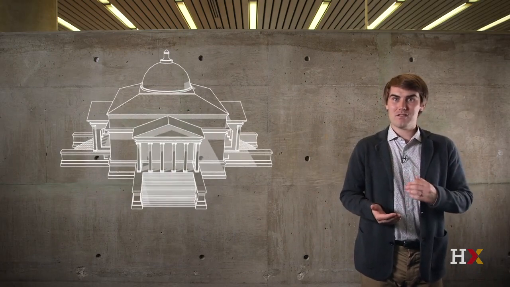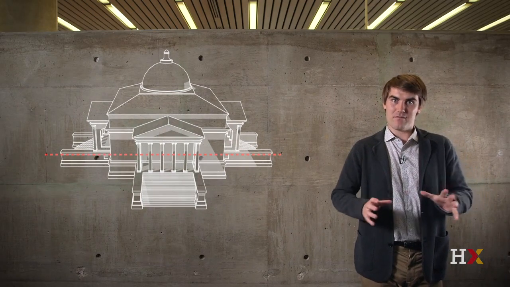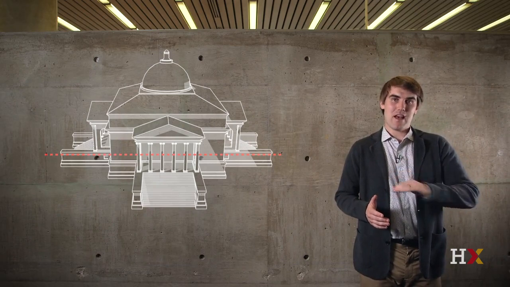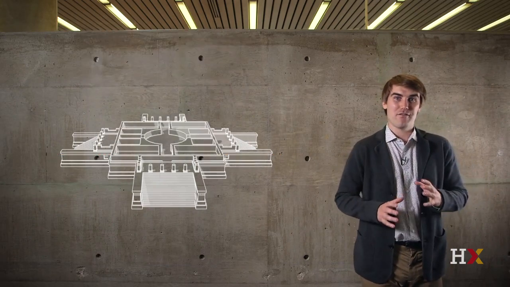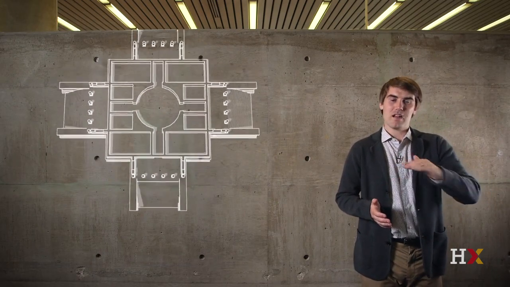Now the plan is a horizontal cut through the building that lets us see how the different rooms and spaces are arranged. In general, when you make the plan cut, it's almost like you're slicing through the building at 1 meter 20, or around 4 feet above the floor. So we're not quite at the level of the floor, we're a little bit higher.